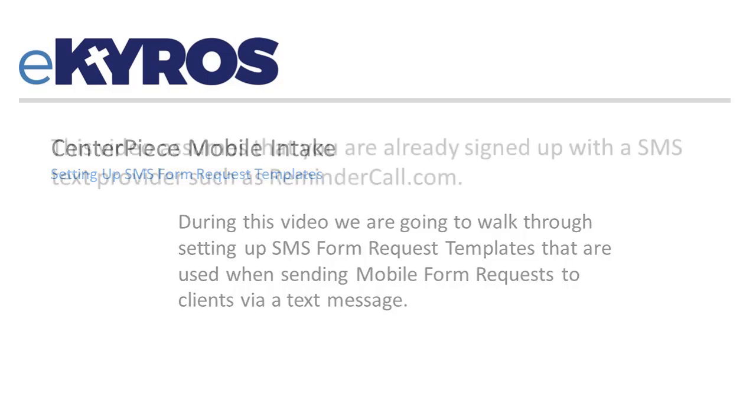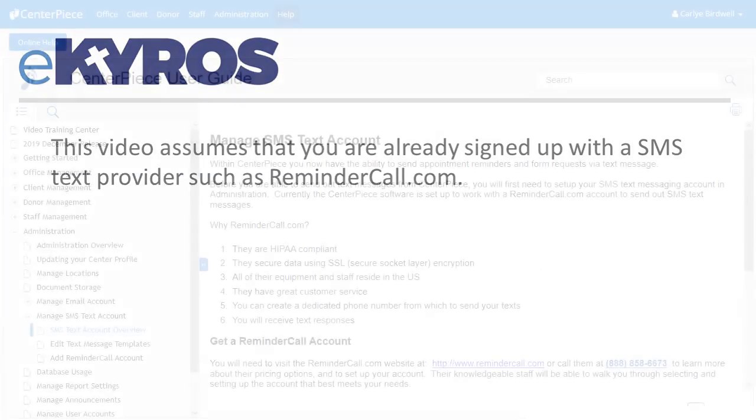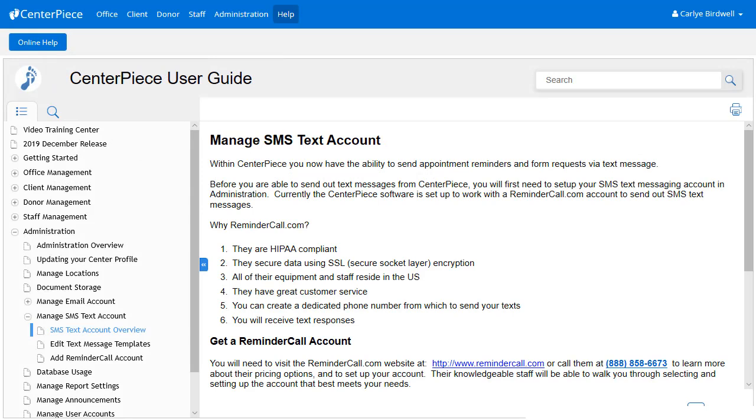I want to quickly point out that this video assumes that you are already signed up with an SMS text provider such as ReminderCall.com. If you are not signed up with an SMS provider, you can find all the instructions about how to add a ReminderCall.com SMS text account by clicking on the Help tab and then viewing the Manage SMS Text Account documentation under the Administration section. You can also view the Manage SMS Text Accounts video in the Video Training Center, also under the Help tab.